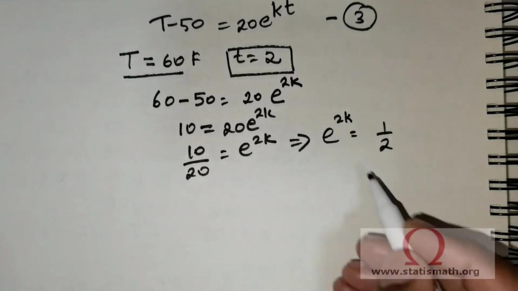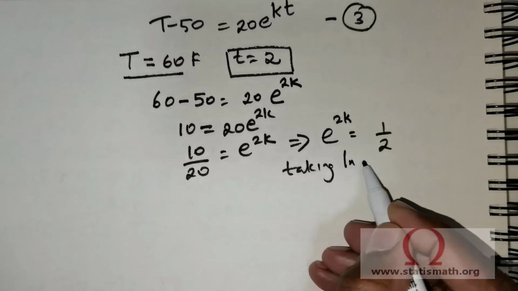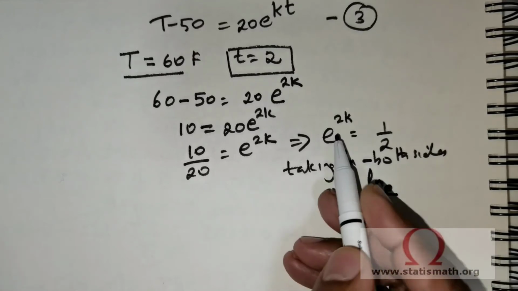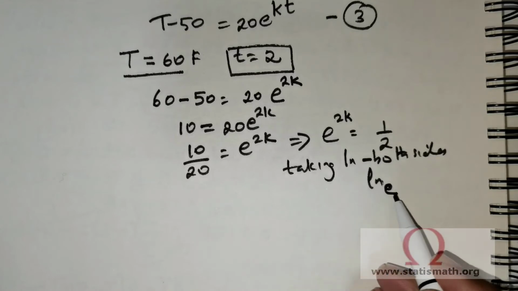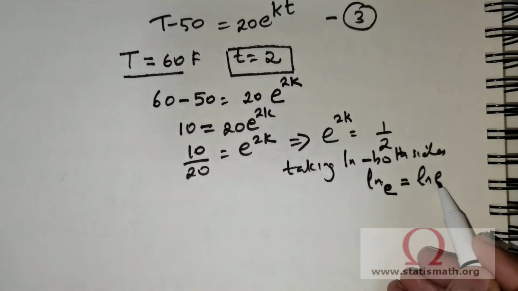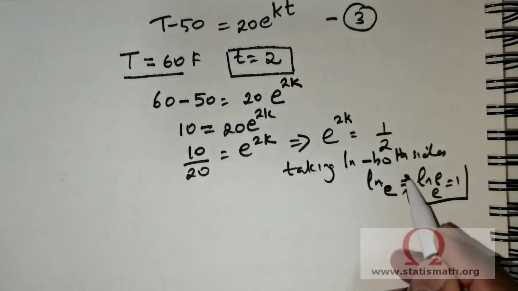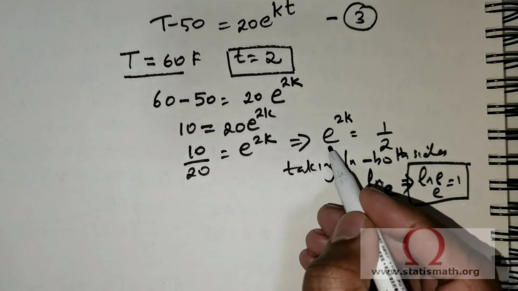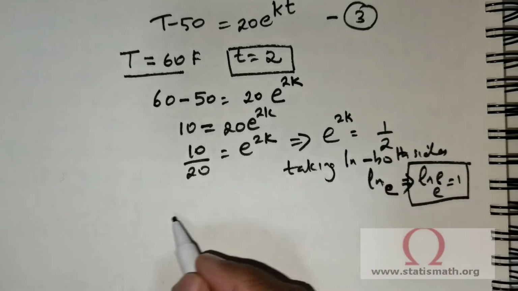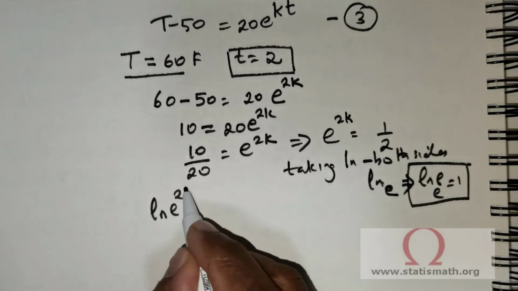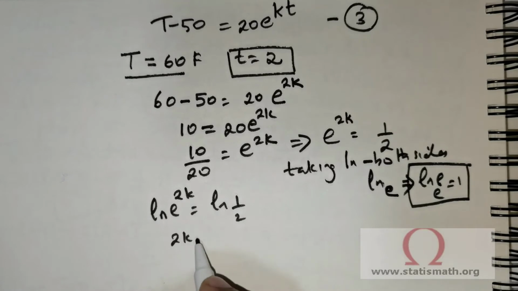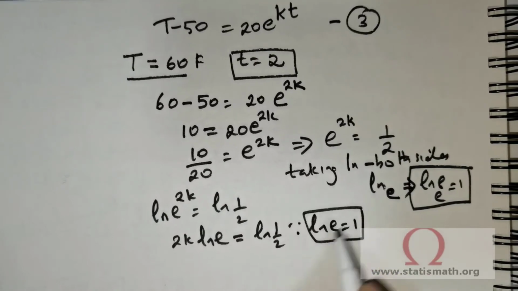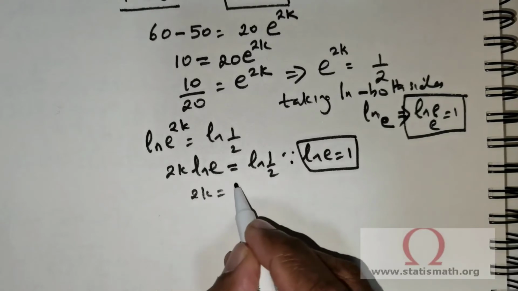Now, what we are going to do is take ln both sides. Why am I always using ln? Because when I use ln, the base is e, and all of these questions involve e. Only when the base is e can I conclude that ln e is equal to 1, and I want to use this fact. Ln is nothing but natural logarithm, so have that in mind. Because I've got e raised to the power 2K is equal to 1 over 2, I'm going to take ln both sides. This gives me ln e raised to the power 2K is equal to ln 1 over 2. This is 2K times ln e is equal to ln 1 over 2. Now, since ln e is equal to 1, this is rewritten as 2K is equal to ln 1 over 2.